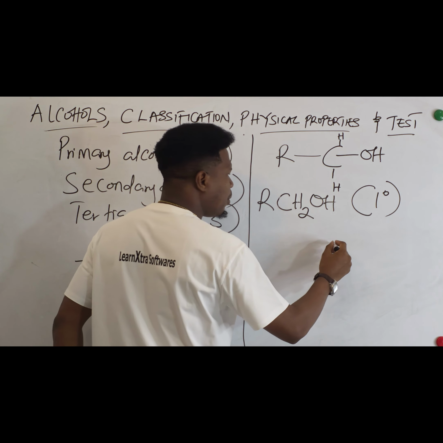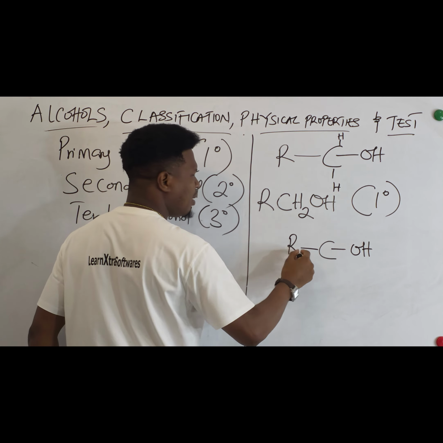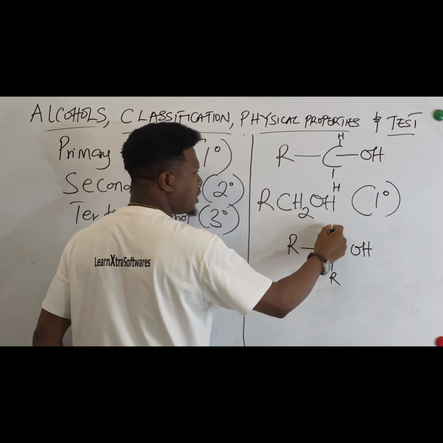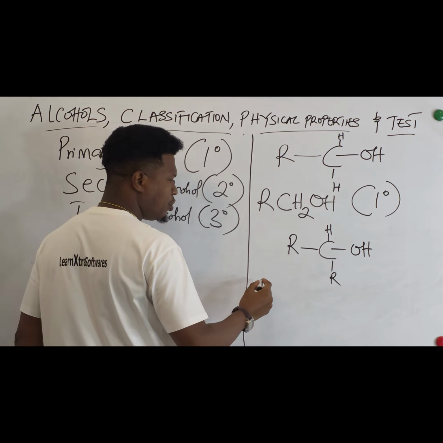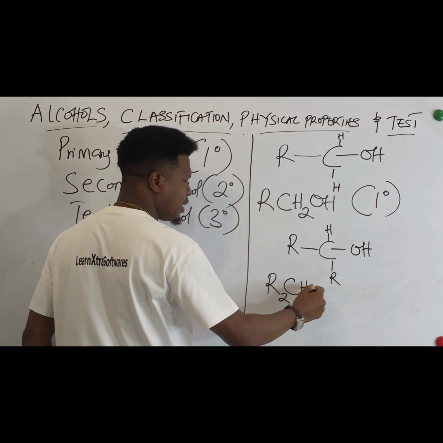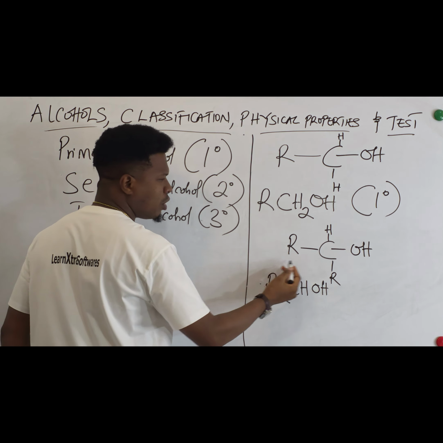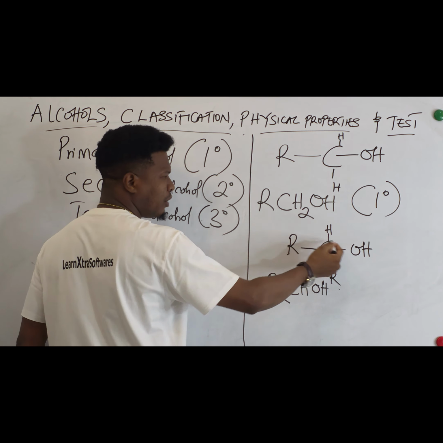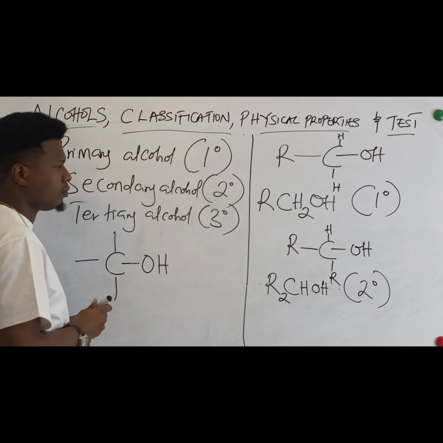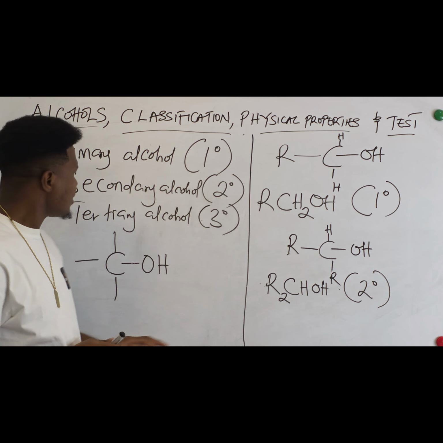Now, if the carbon that has the OH has an R, another R here, and then one H here, the formula will be reduced to R2CHOH, meaning that there are two alkyl groups. Because I have two alkyl groups and one hydrogen, this alcohol is a 2-degree alcohol. So this represents primary alcohol, and this represents secondary alcohol.